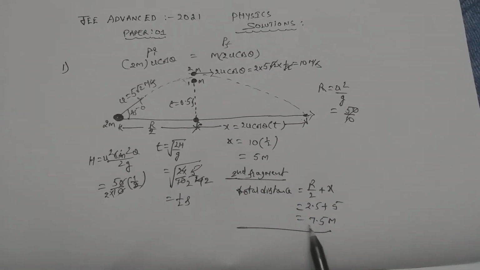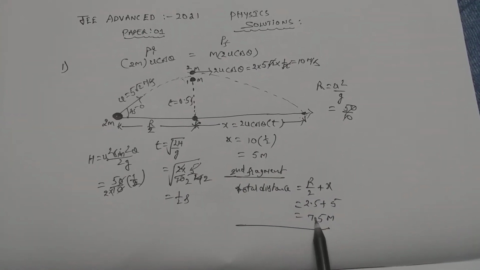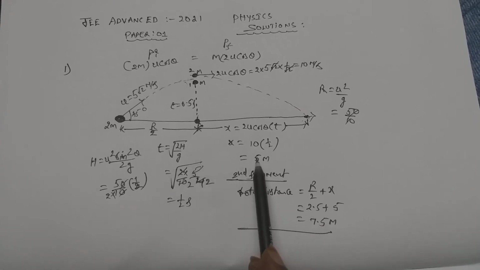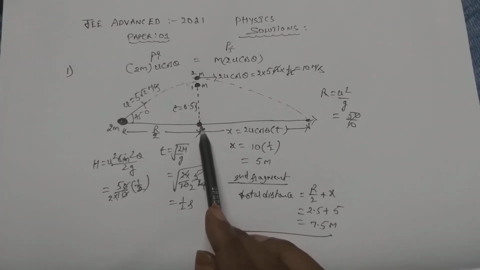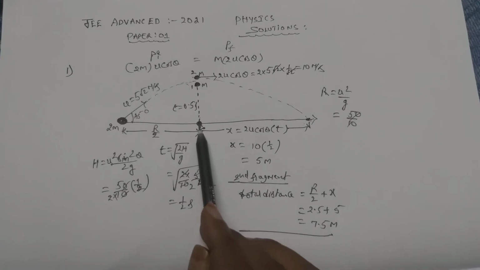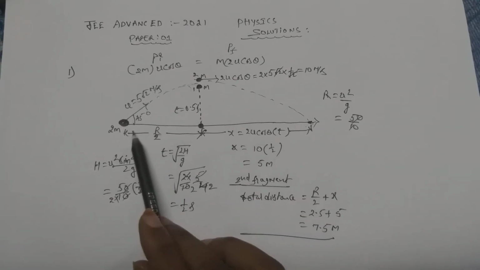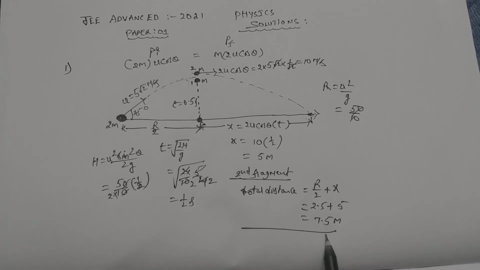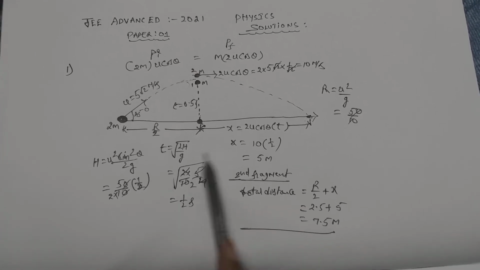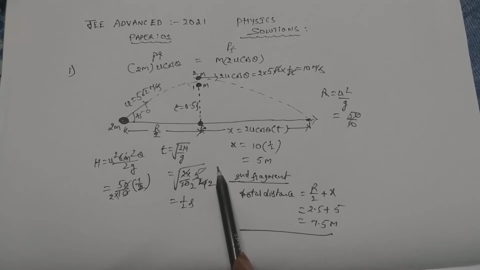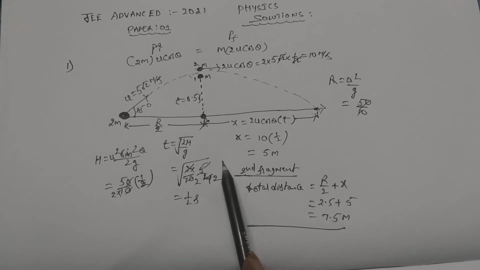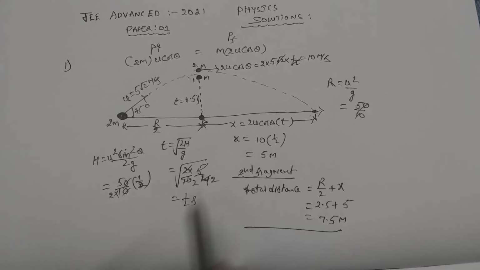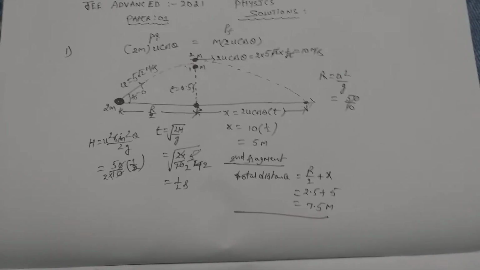In the linear way, we found the total distance covered. The second fragment will land at a distance of 5 meter from this point. From the point of projection, the total distance covered by the second fragment is 7.5 meter. This we already solved in my previous video in detailed explanation by using the linear method. Now we shall solve the same problem by using the shortcut method.